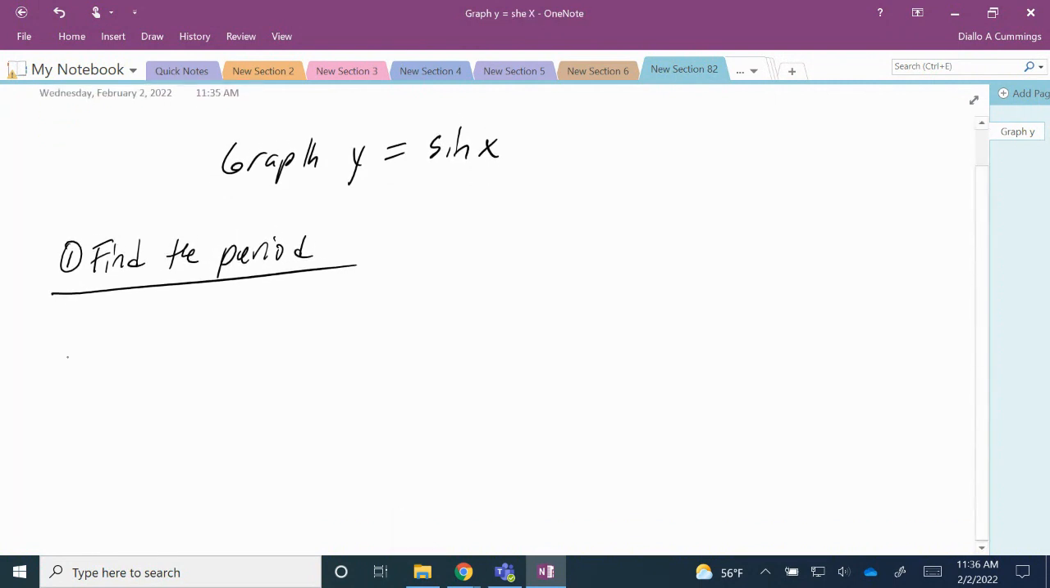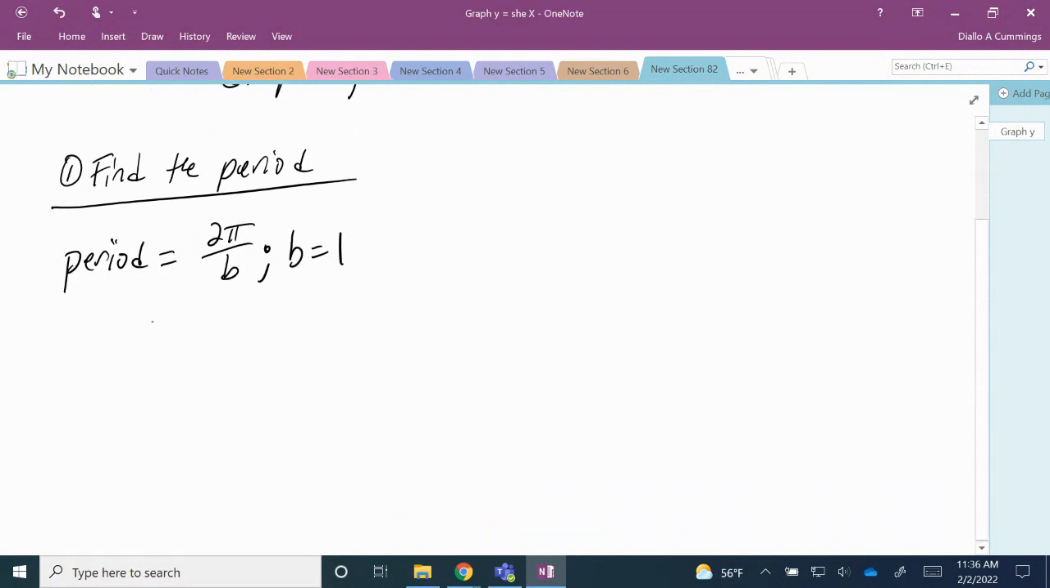Right, so the period formula is 2 pi over b. Recall that b is the coefficient of your x variable. Notice that we have y is equal to the sine of x, and the understood coefficient of x is positive 1, right? So we're going to substitute b for 1, so our period is equal to 2 pi over 1, which is 2 pi. So it's going to take 2 pi radians, or 360 degrees, for the sine to complete one rotation or one revolution.